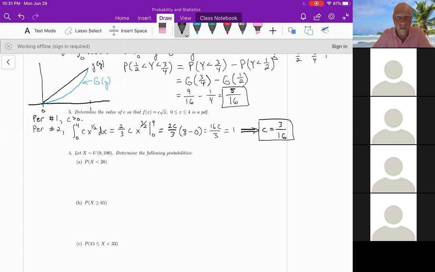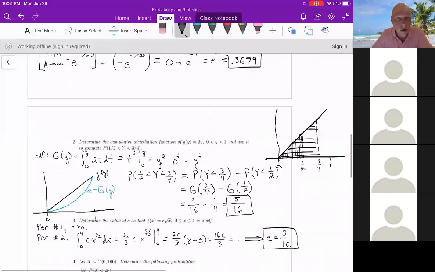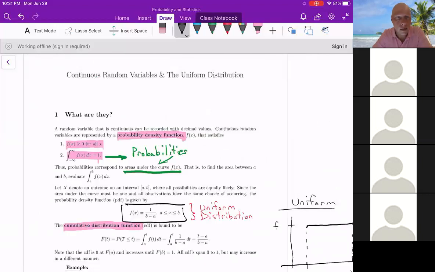Wait, what's, the criteria 1 and 2 again? Oh, those are the criteria at the top of the page. So for it to be a valid PDF, f of x must be greater than or equal to 0 for all x, and the area under the curve has to be 1.